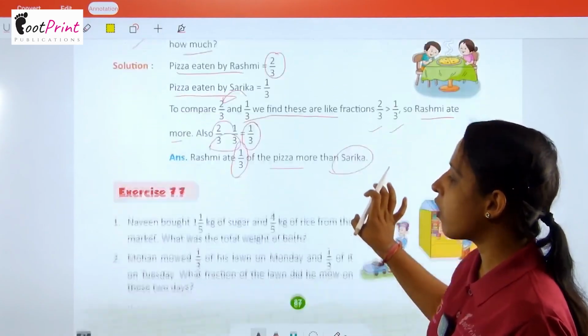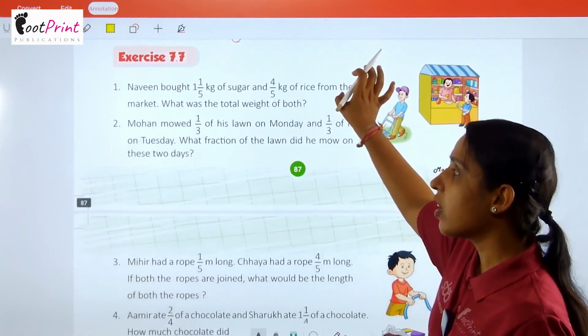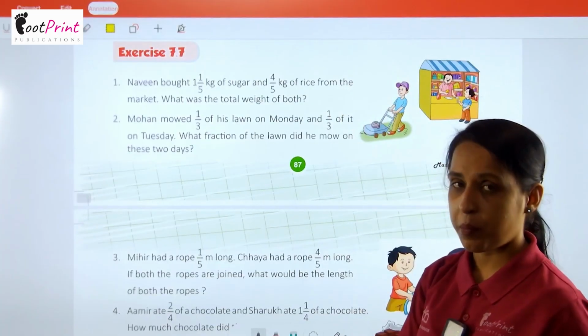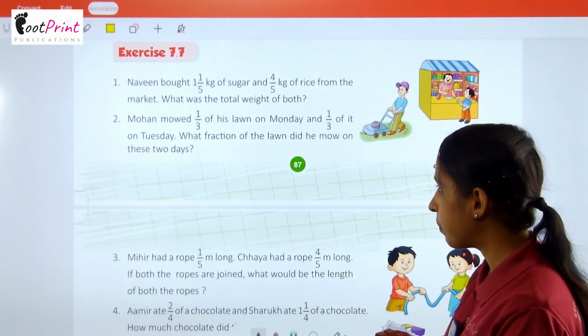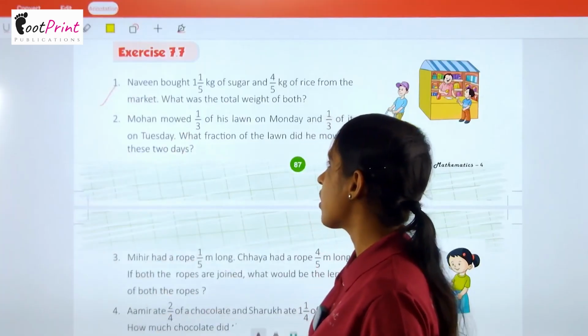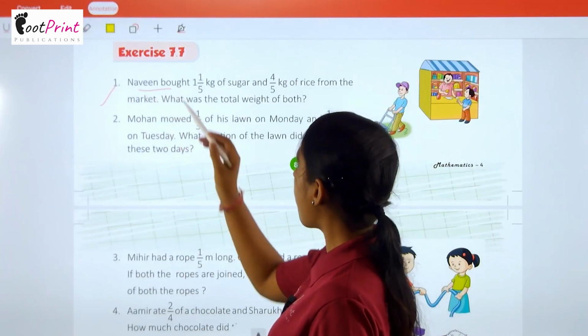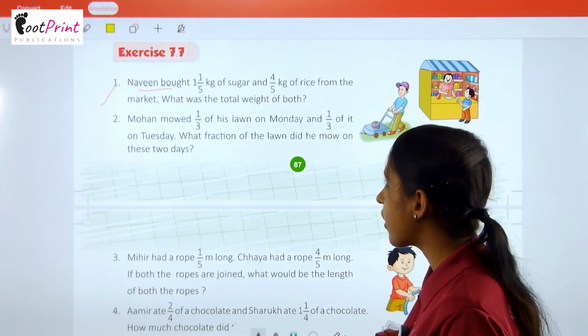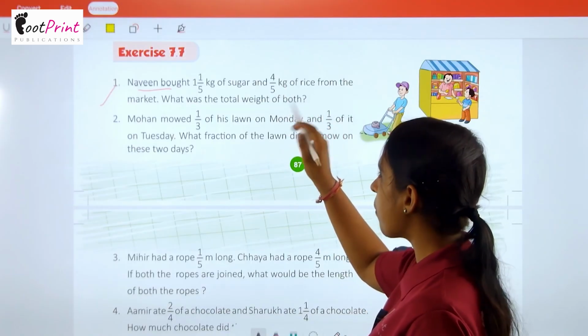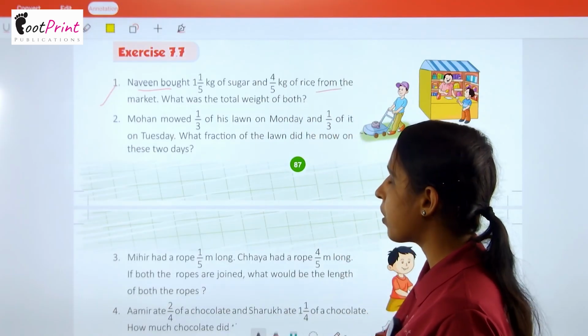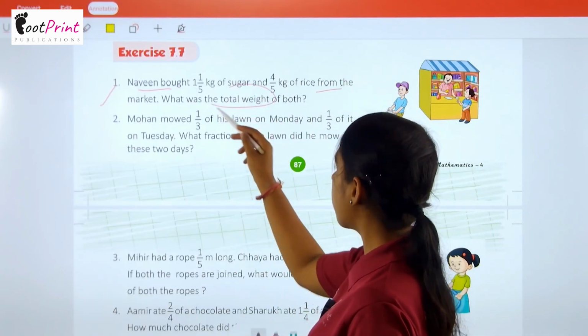Now we will solve our exercise 7.7 on the basis of word problems. First question is given here. Naveen bought 1 whole 1 by 5 kg of sugar and 4 by 5 kg of rice from the market. What was the total weight of both?